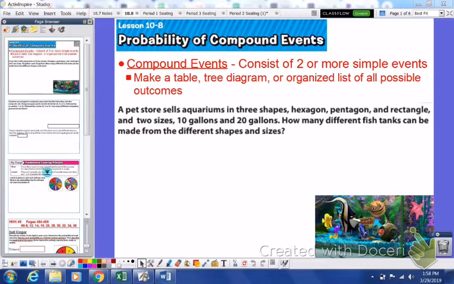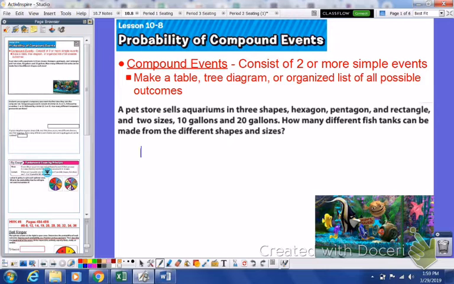So if we look at our first example, a pet store sells aquariums in 3 shapes, a hexagon, a pentagon, and a rectangle, in 2 sizes, either 10 gallons or 20 gallons. I want to use this information to find how many different fish tanks can be made from the different shapes and sizes. Okay, so compound event here because we have the shapes to think about and we have the size to think about. So for this example, I'm going to make a tree diagram.